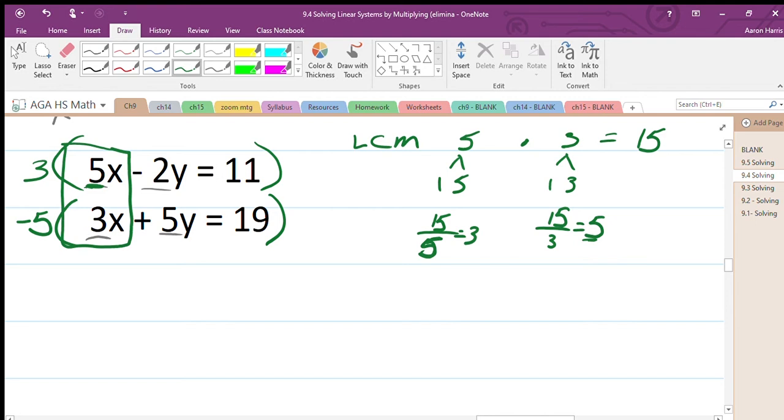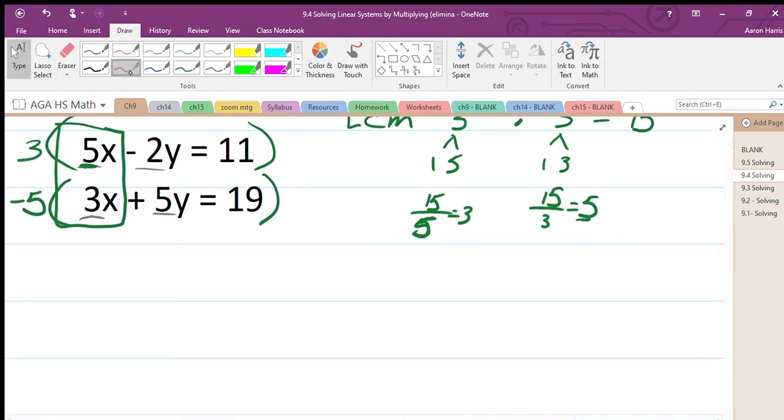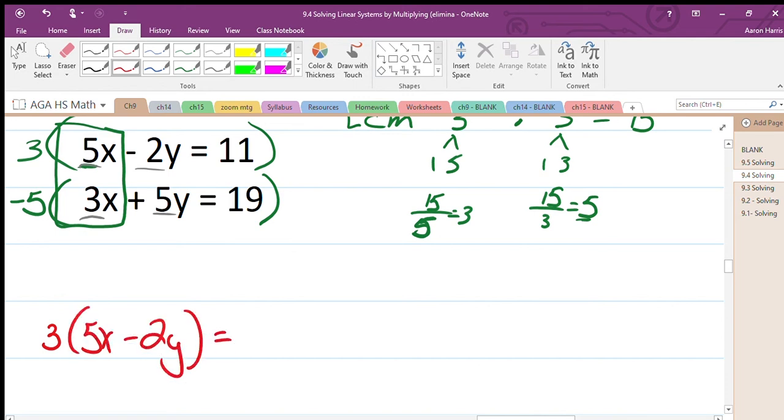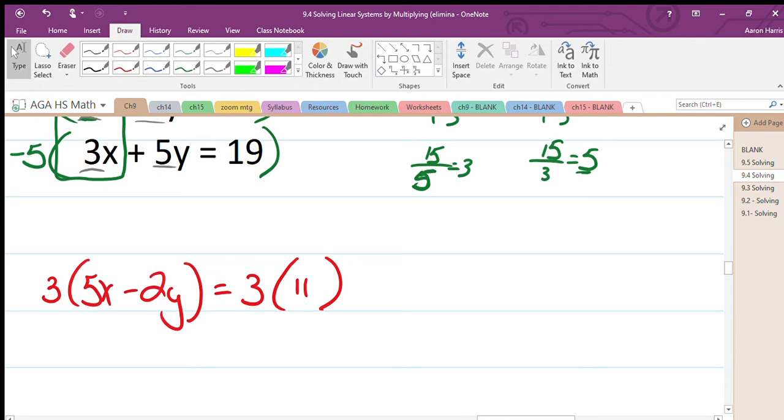So now let's work out the problem. Here we go. I got 3 times 5x minus 2y equals, what I do to one side I must do to the other. So 3 times that, 11. Let's do the other one.